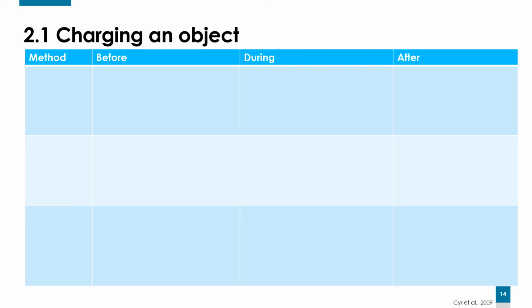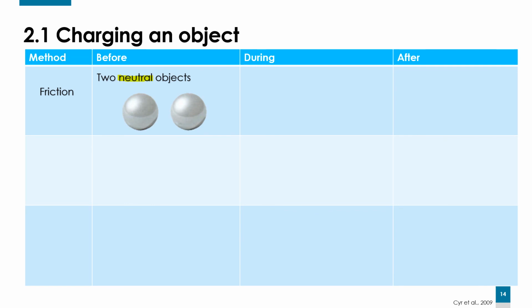Okay, so finally, let's summarize everything here in a chart. Per method, friction, conduction, and induction, let's compare what happens before, during, and after. So first, friction. Before, what do I have? Before I have two neutral objects. So I have two objects that are neutral. I don't have any charge.